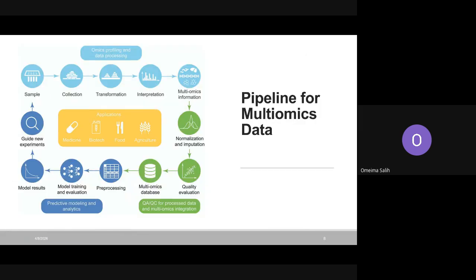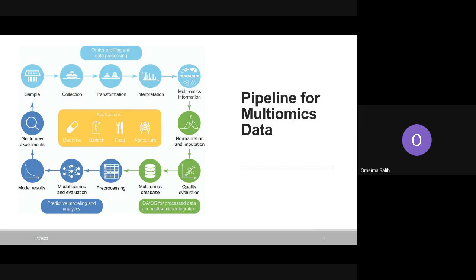So the pipeline for multi-omics data, as you can see, starts from sampling, and then we collect the data from the different samples using different technologies, and then we transform this data for interpretation. These are all at the omics level. So we collect all this data and then we process it or integrate it as multi-omics. And then there is normalization of this data, quality assurance, and multi-omics databases. There are different databases now for multi-omics.